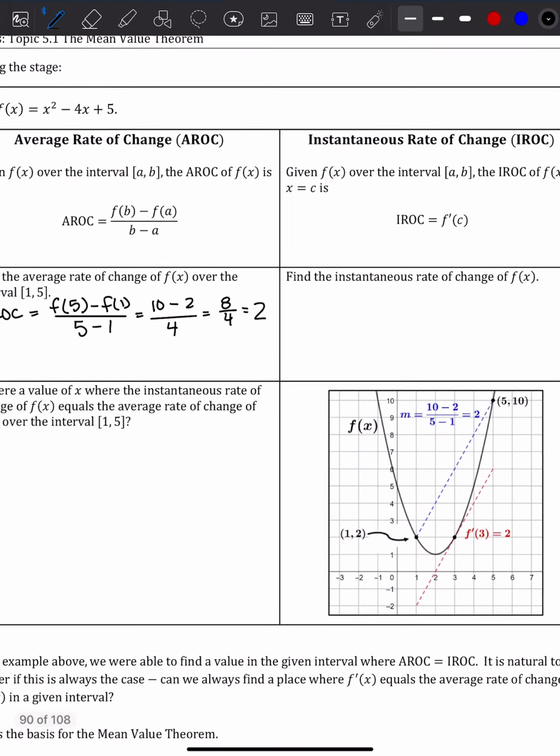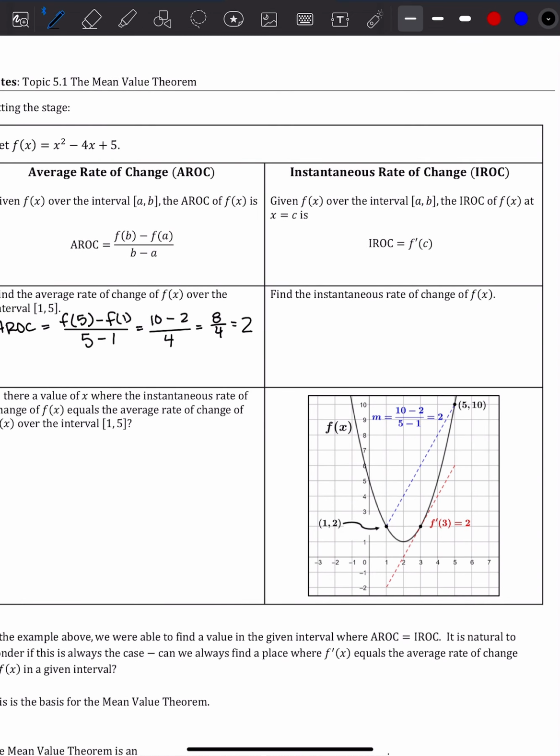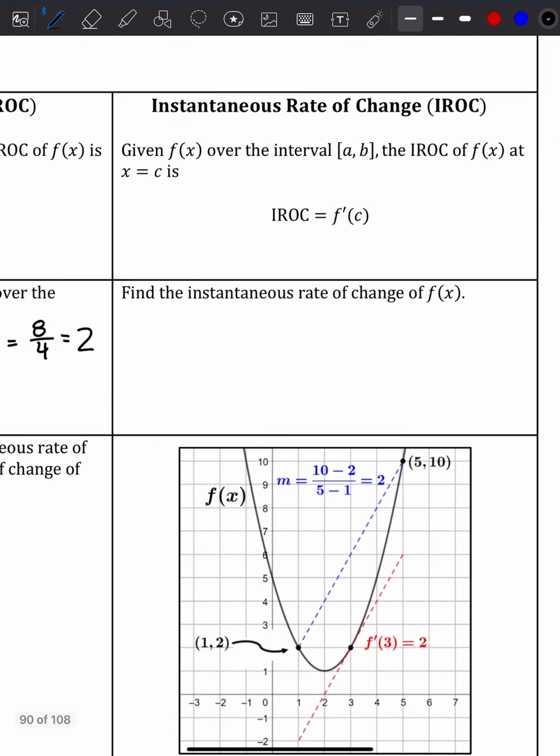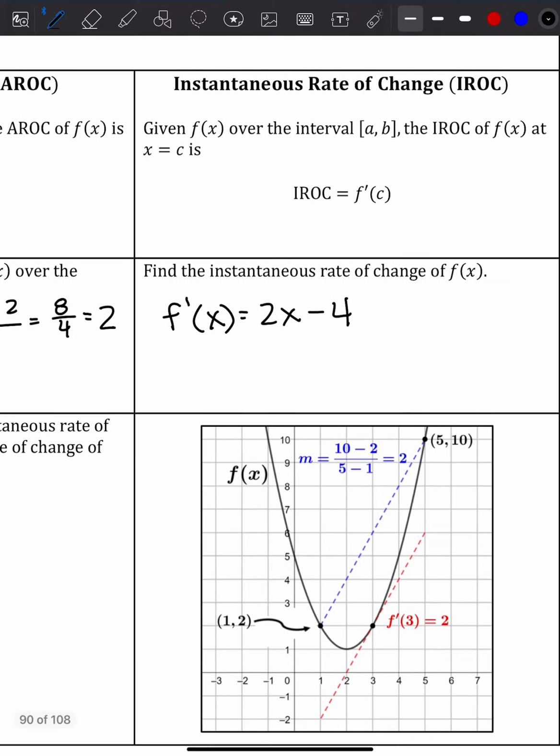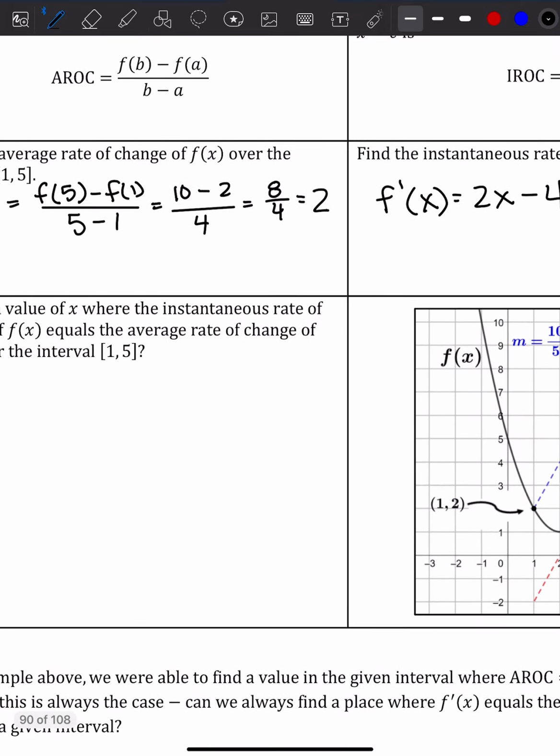Okay. On the other hand, instantaneous rate of change is the rate of change at a specific value. So we are looking at the derivative. So find the instantaneous rate of change of f of x. So we have f prime of x. Our equation is x squared minus 4x plus 5. So x squared turns into 2x. Minus 4x turns into minus 4. And that plus 5 goes away because it is a constant number. They didn't give us a value to plug in, so that's just kind of how we can leave it.